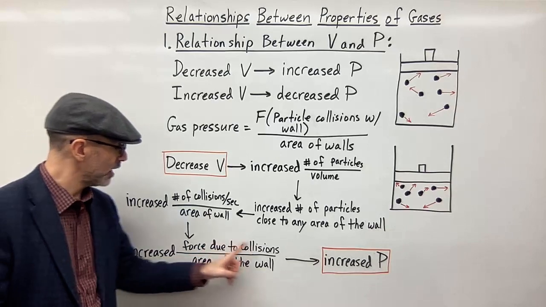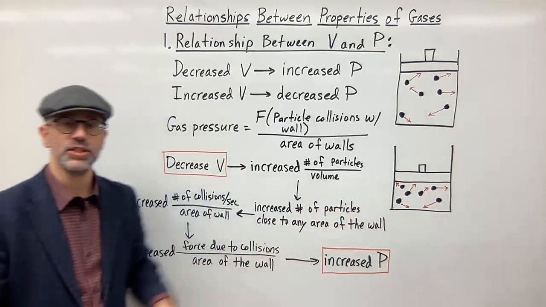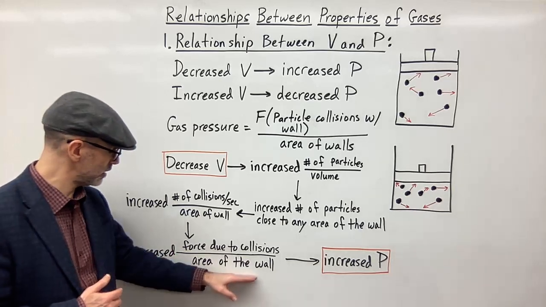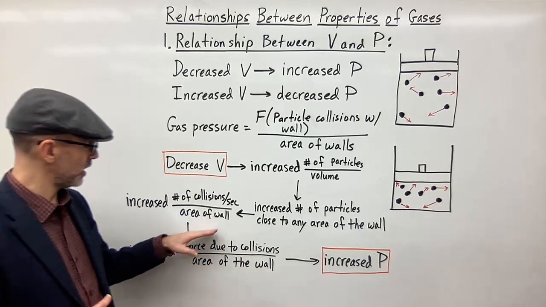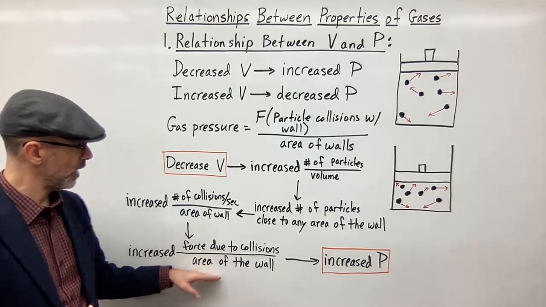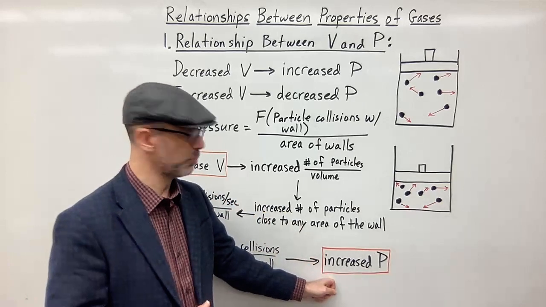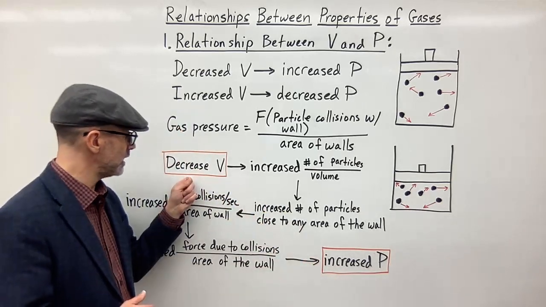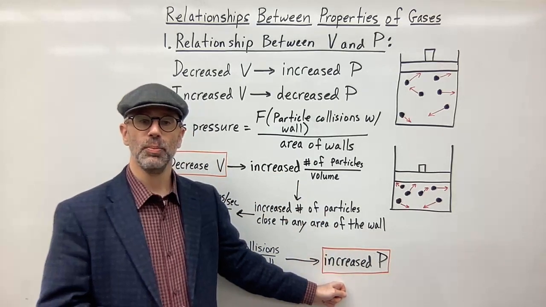And we have the area of the container. As we see, the surface area available has decreased. So this ratio has increased. And because this is pressure, if we increase this ratio, we're increasing pressure. So decreasing the volume increases the pressure.